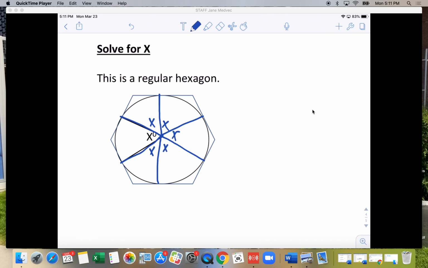And if you remember back from elementary school, there's 360 degrees in any circle. So to solve this problem, what I'm going to do is take 360 degrees and divide it by 6 because there's 6 little pieces of the pie. And so x is 36 degrees. And that's going to come in really handy when we go to our next sections.